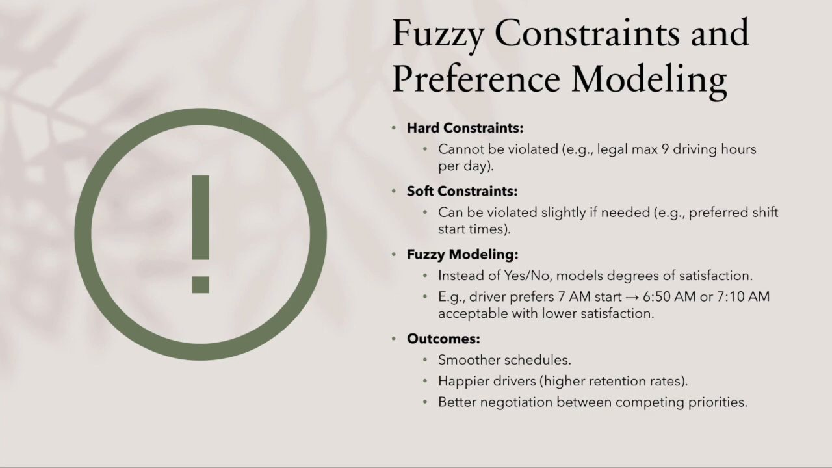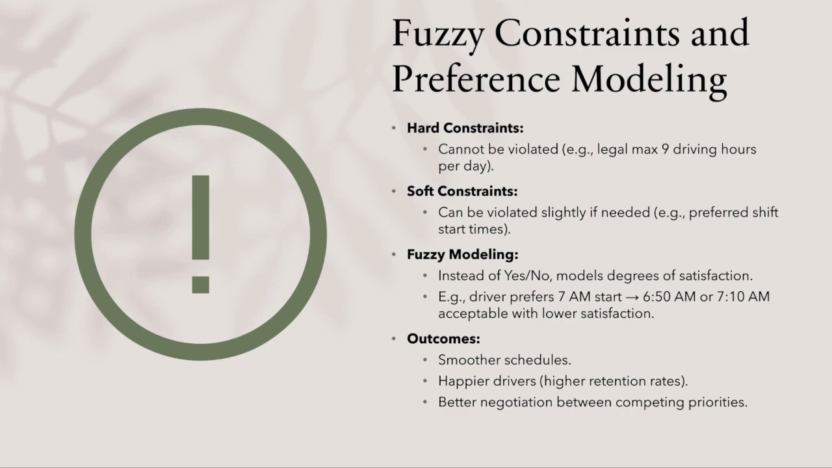Now let's move to the physical constraint and preference modeling. Real-world scheduling isn't just black and white. Some rules are strict, but others are flexible. That is where the physical constraint and preference modeling comes in. So scheduling isn't just black and white, as I discussed.